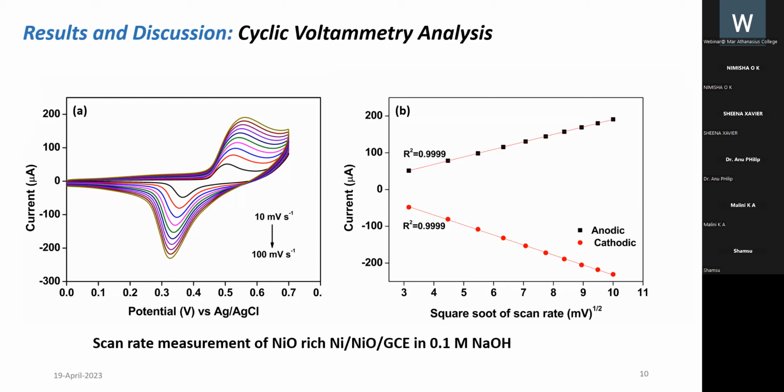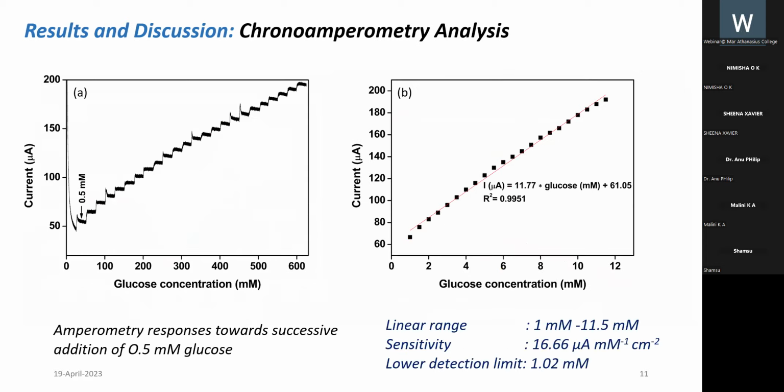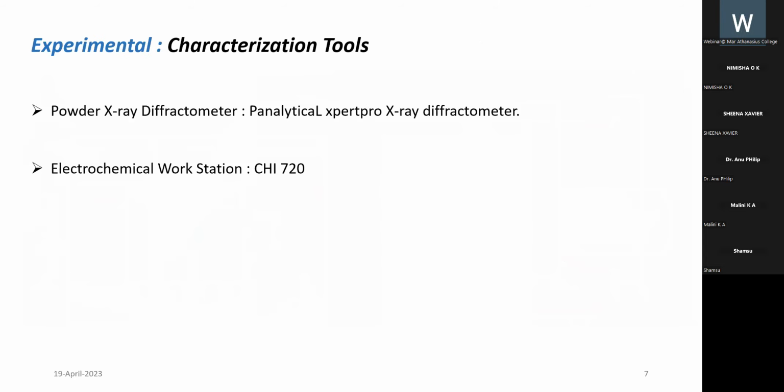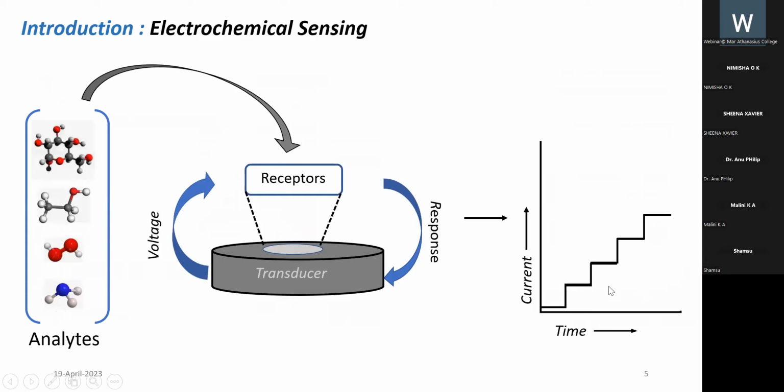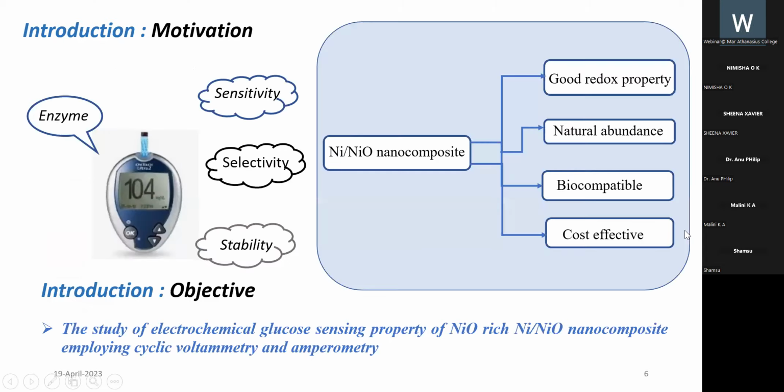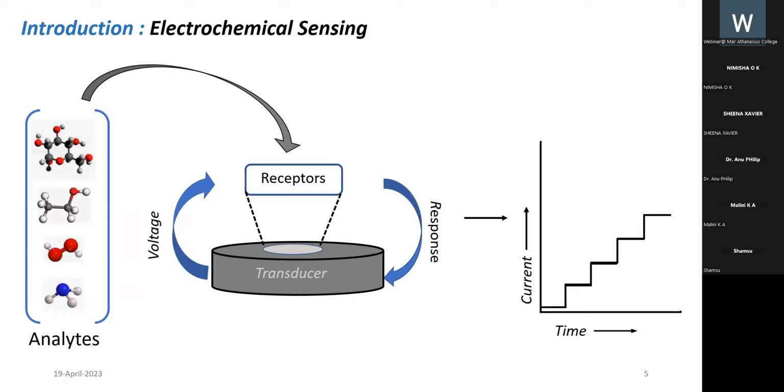Just a moment, Hasina. I would also like to know what is this chronoamperometry? What are you doing in that? Just show me that slide. In chronoamperometry analysis, we fix a voltage, and then we measure the current response against time. At a fixed voltage, you are measuring the current as a function of time. During this measurement, we add our analyte continuously to the cell system. Okay. Thank you.